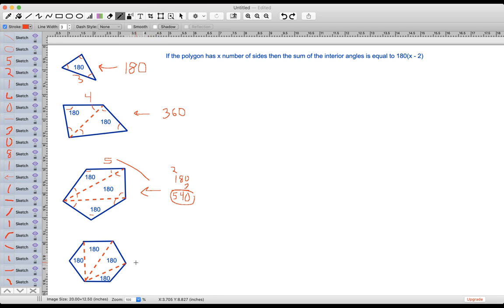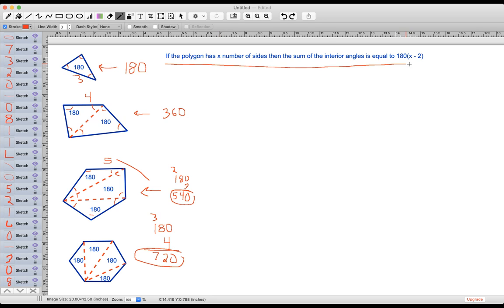If we went up to a six-sided polygon, I would go 4 times 180, because I can cut a six-sided polygon into four triangles. It's always two less, because remember, the triangle that had three sides started out as 1. So 4 times 0 is 0. 4 times 8 is 32, put a 3 up here. 4 times 1 is 4, plus 3 is 7. So it's 720 degrees. And that works regardless of the number of sides.